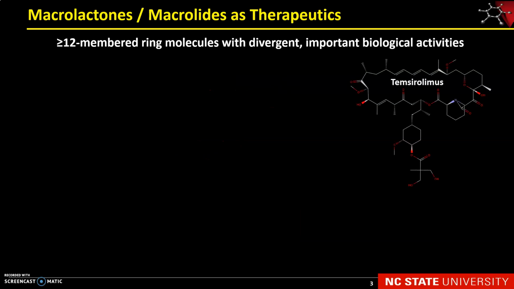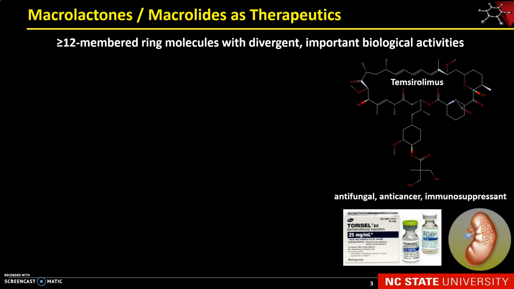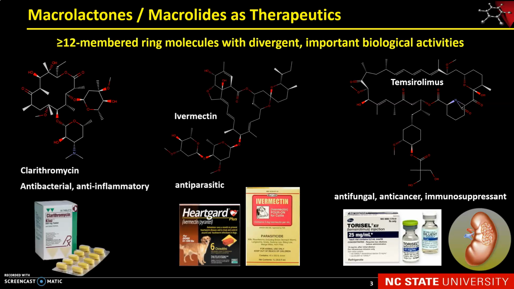The last structure that I want to show here is called temsirolimus. It has antifungal, anti-cancer, and immunosuppressant properties. This is used to treat advanced kidney cancer. The reason that I'm showing all these structures is just to emphasize the fact that these macrolides and macrolactones have proven therapeutic properties, and they have a lot of important and interesting biological activities.